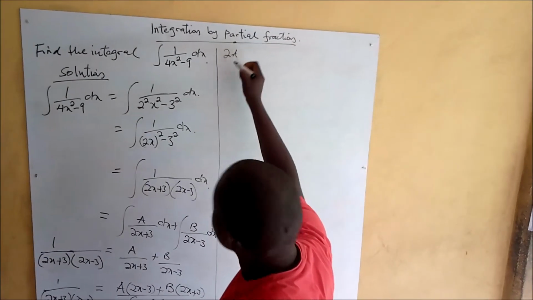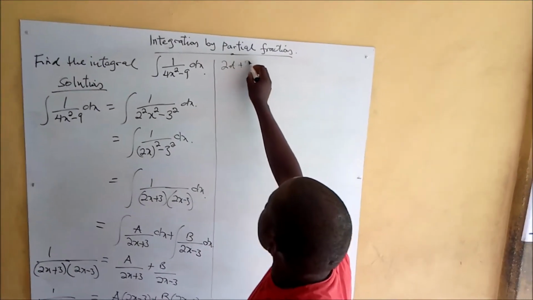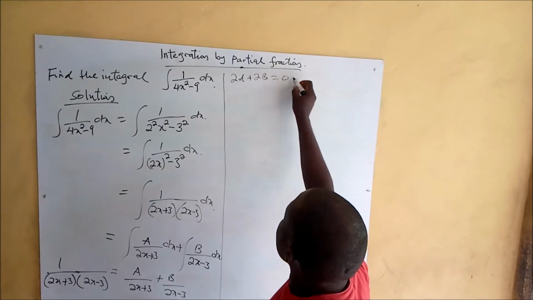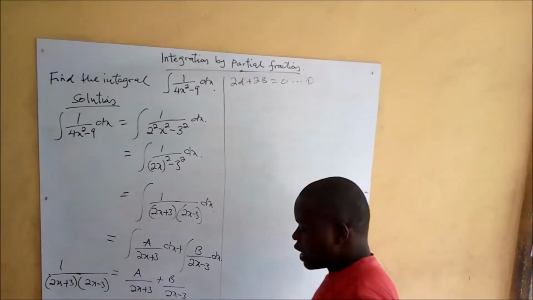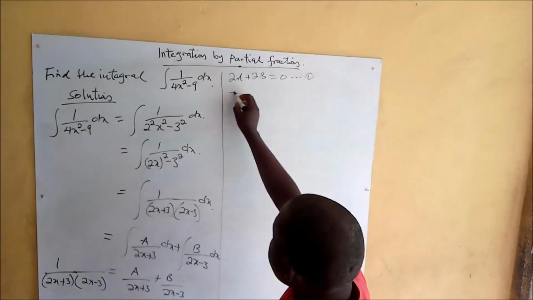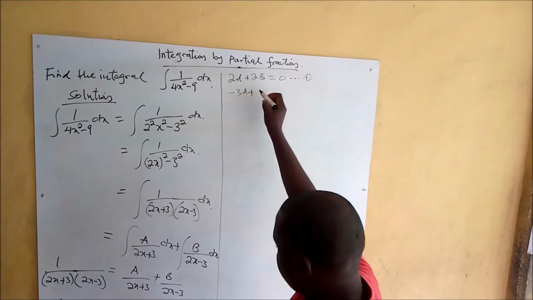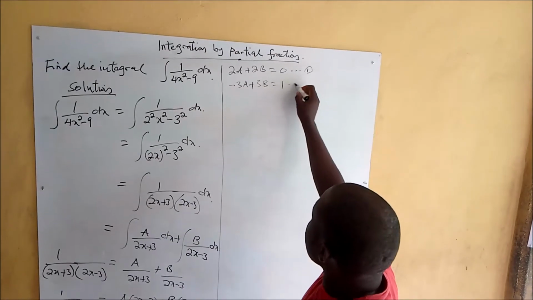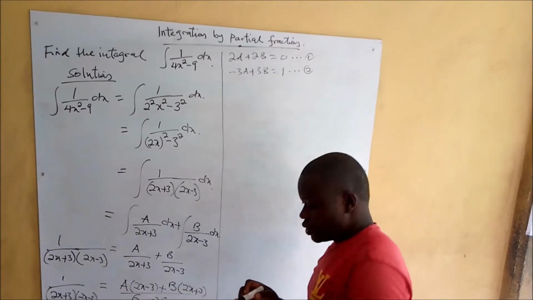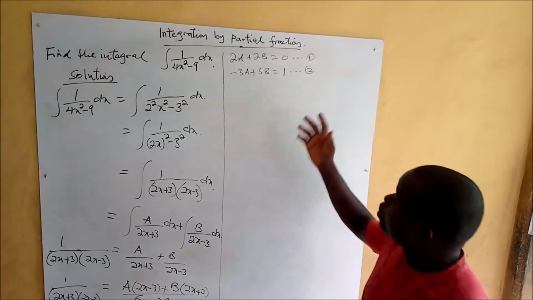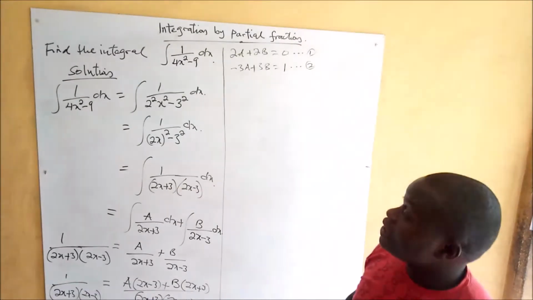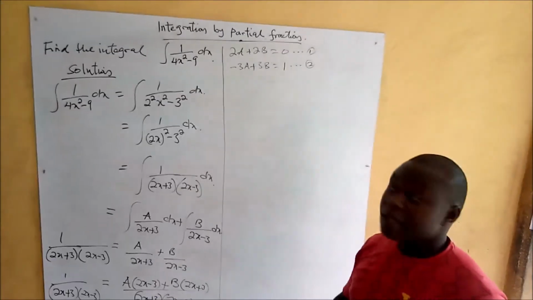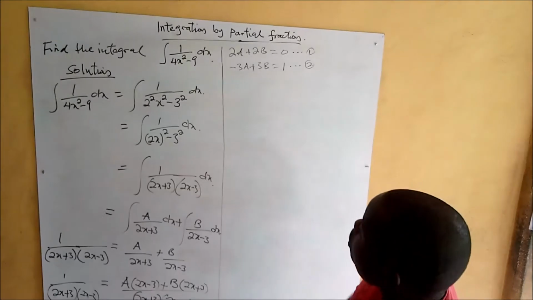you find that 2A plus 2B is equal to 0. We call that equation 1. And minus 3A plus 3B is equal to 1. We call this equation 2. We can now solve the two equations simultaneously to obtain the values of A and B. We can use any method.